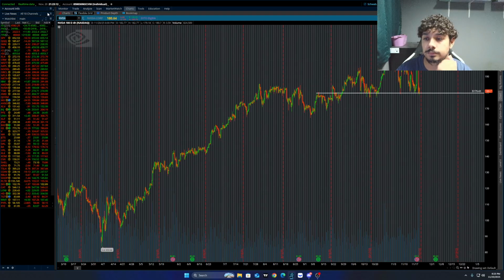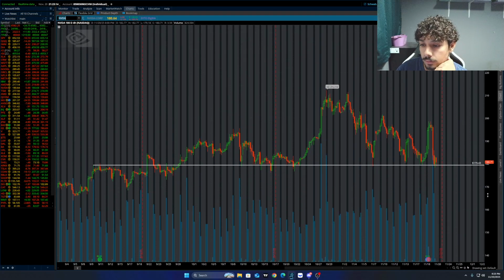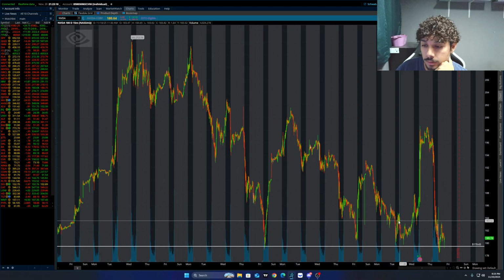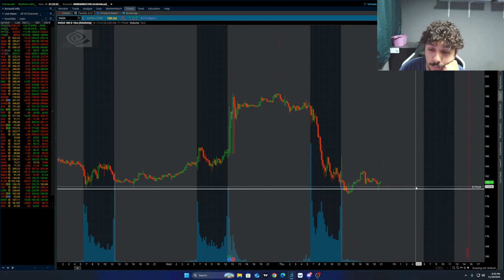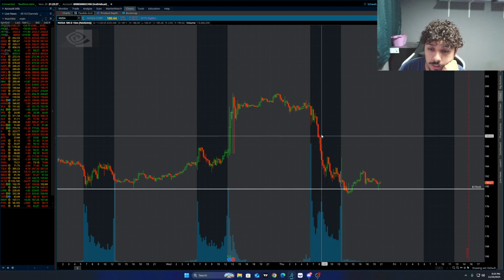Nvidia. Nvidia's next. This one's a good one. It's right at support. So let's see how pre-market is. This could bounce or not. It already made an aggressive move.